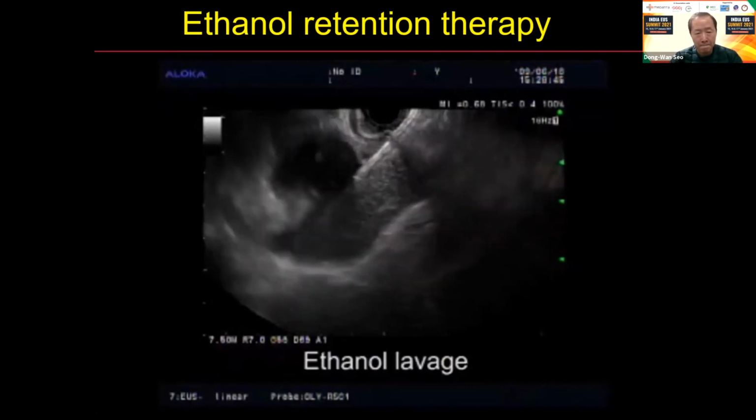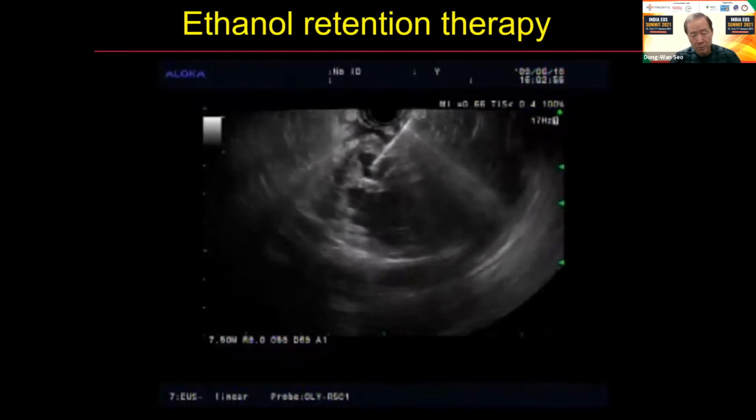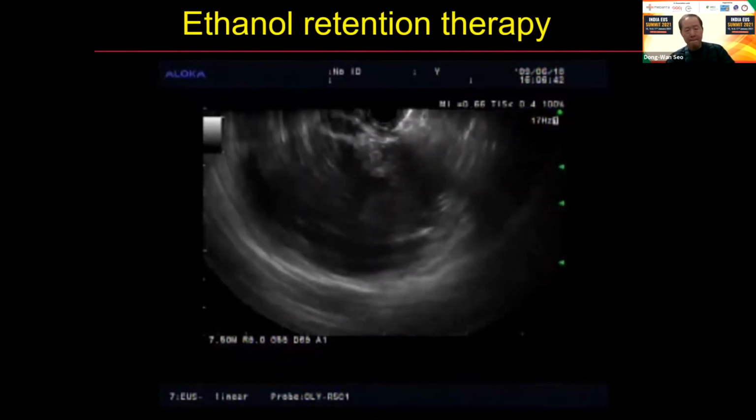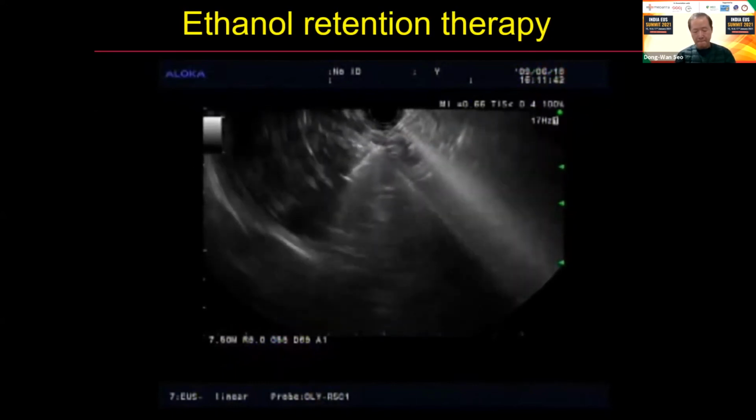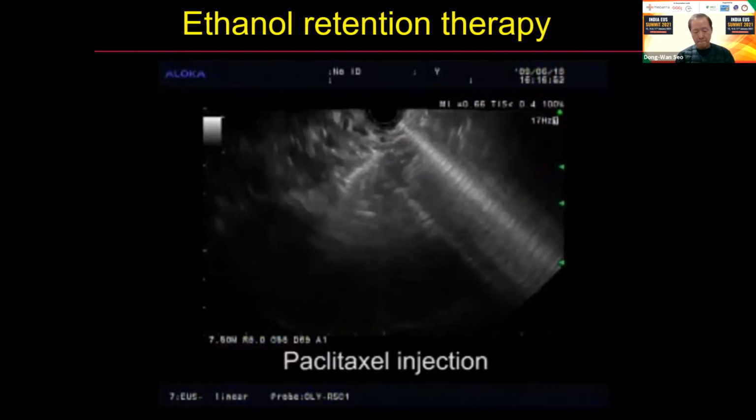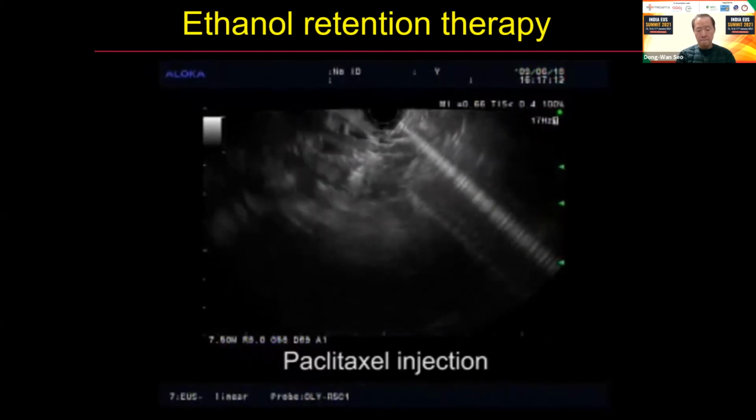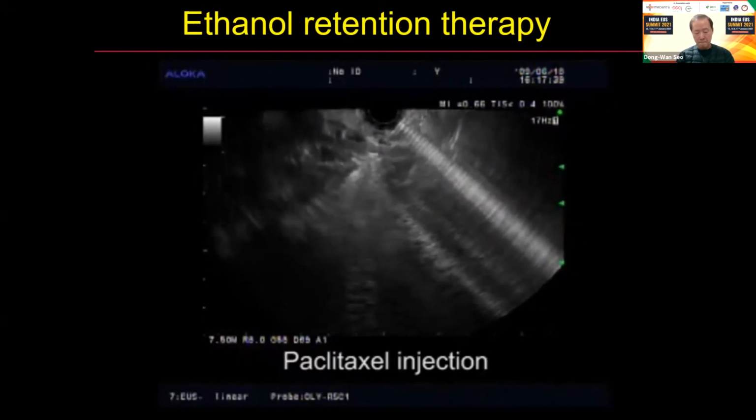If there is a non-communicating locule, we can change the needle direction, puncture that locule, aspirate, and inject ethanol. After enough retention time, we aspirated the cystic fluid and then instilled a small amount of paclitaxel. This is a variation of lavage.